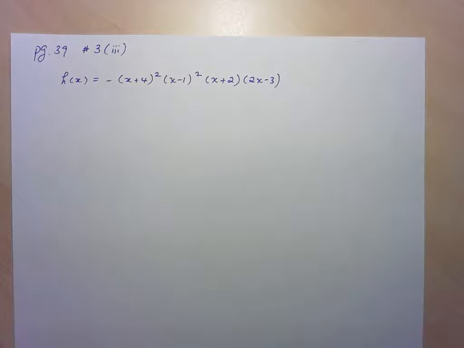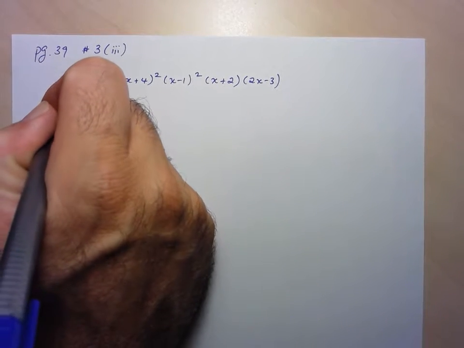Hi folks, we're going to take a look at page 39, number 3, and I'm going to choose the third function, which I have here. So part A asks us to determine the zeros and indicate the order. Okay, so let's start with that.